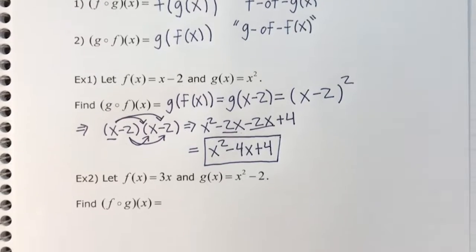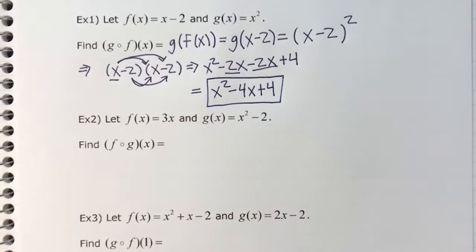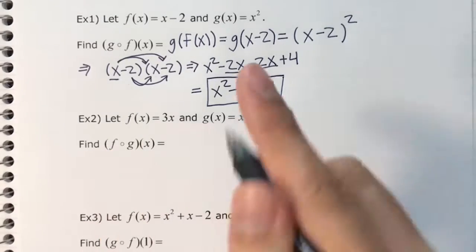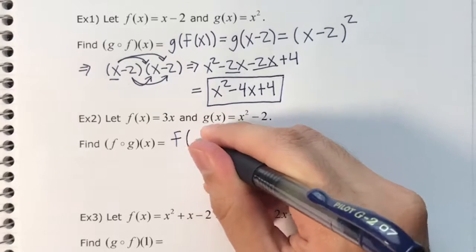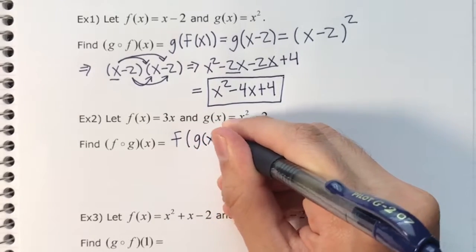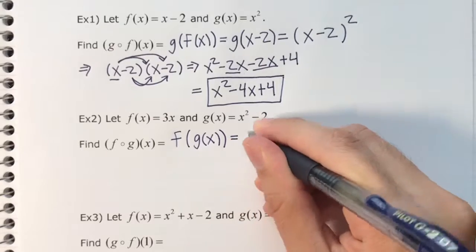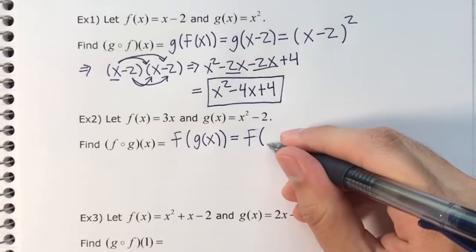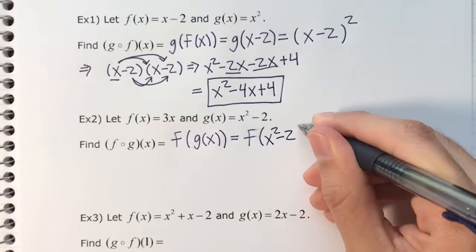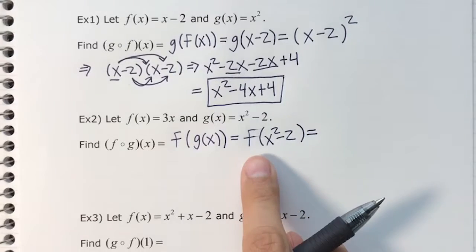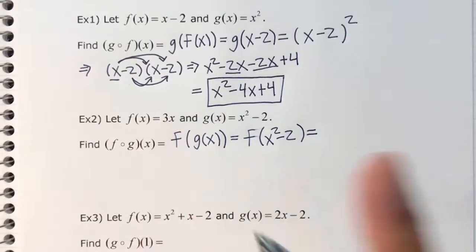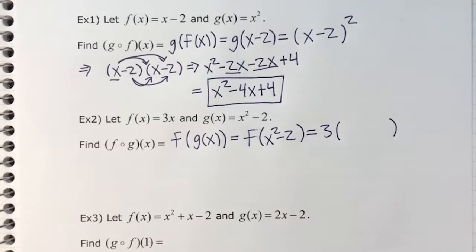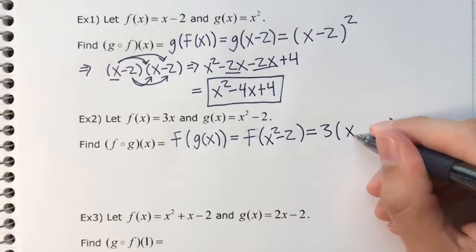Let's go to example 2. Again, write down the formula. What is it starting with? It's starting with f. So f of g of x. f of, what is g? g is x squared minus 2. We're using function f, so let's look at f. f is 3x. So instead of x, I'm going to put a parenthesis. And what goes in it? Well, x squared minus 2.